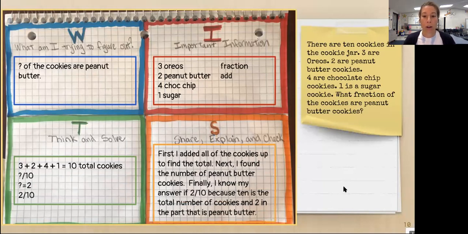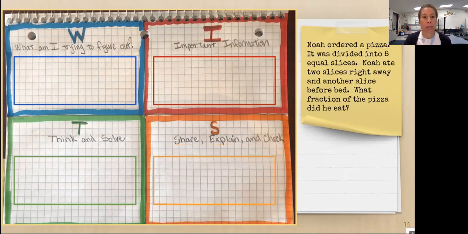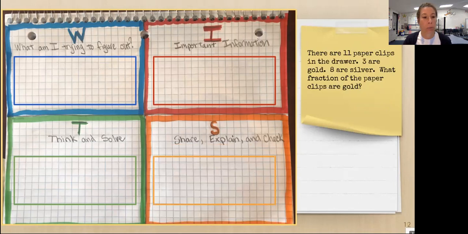First, I added all of the cookies up to find the total. Next, I found the number of peanut butter cookies. Finally, I know my answer is 2/10 because 10 is the total number of cookies and 2 is the part that is peanut butter. Okay, so you have 2 stories to solve today using this WITS strategy.